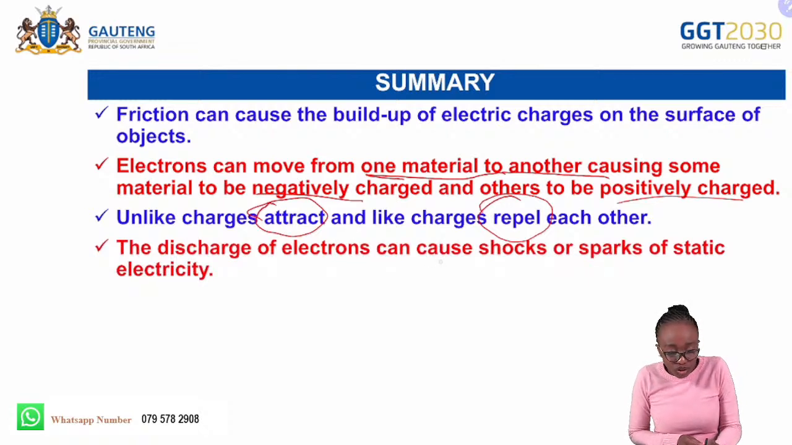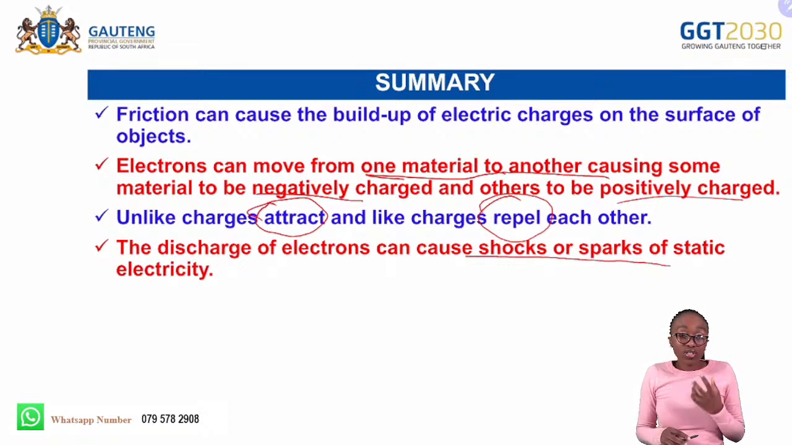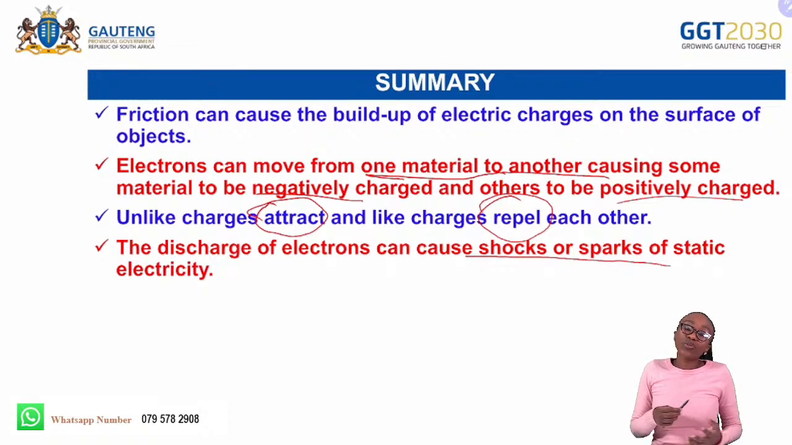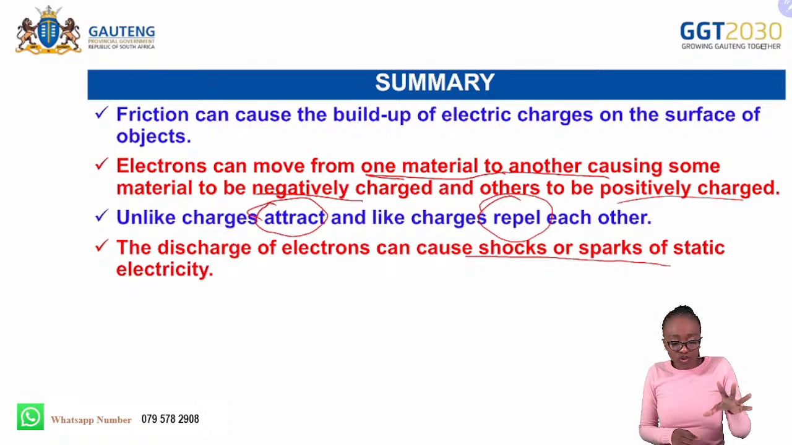Now, the discharge of electrons. The discharge of electrons can cause shocks or sparks of static electricity. So that's why sometimes your dress sticks to your legs or your clothing sticks onto your body because there has been friction, and now you are going to feel a shock when you hold that doorknob. If you're in the dark, you can even see sparks. And lightning is a good example of discharge.